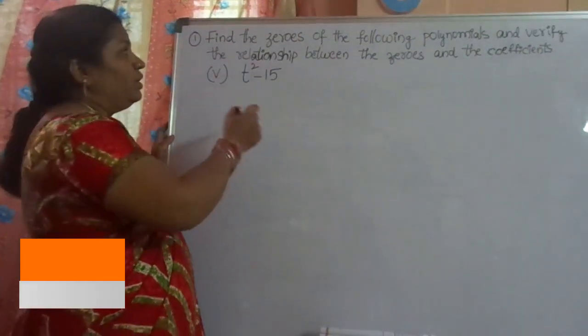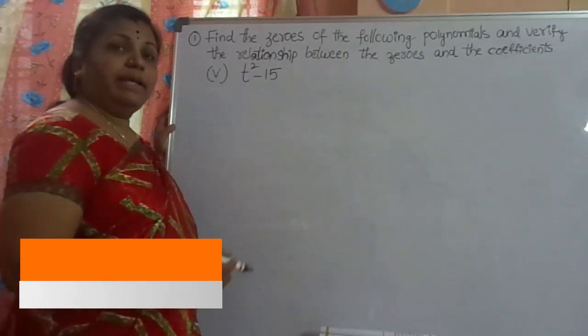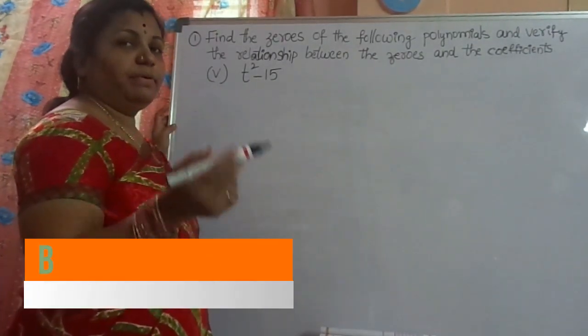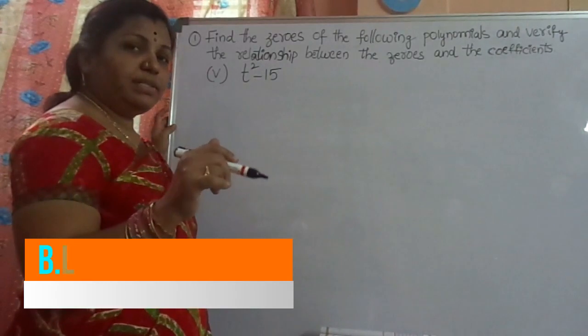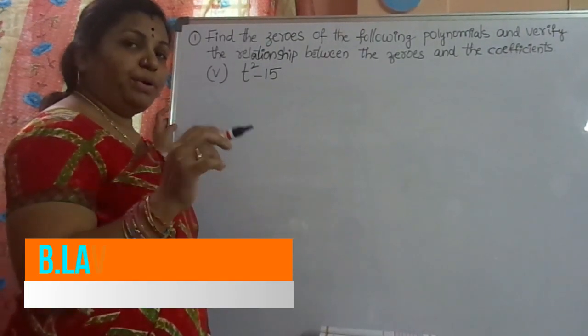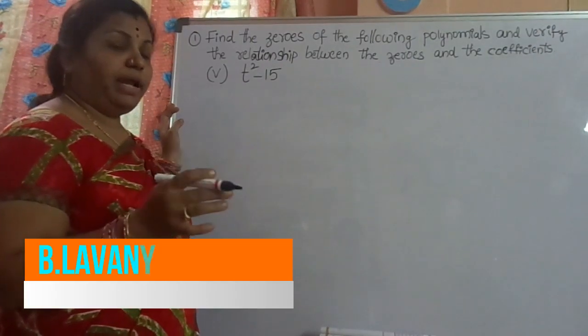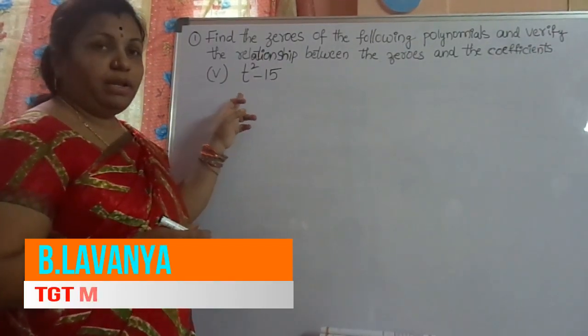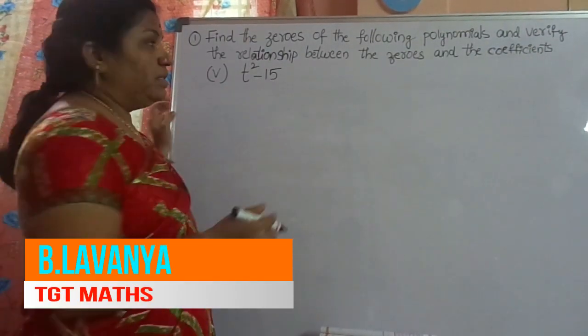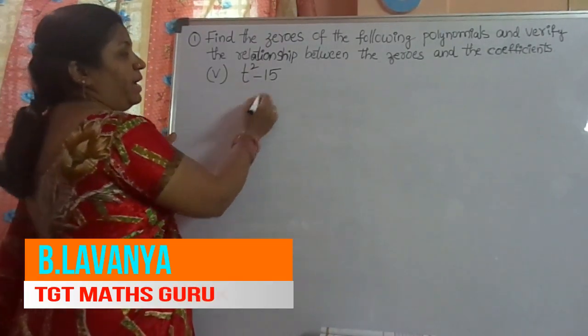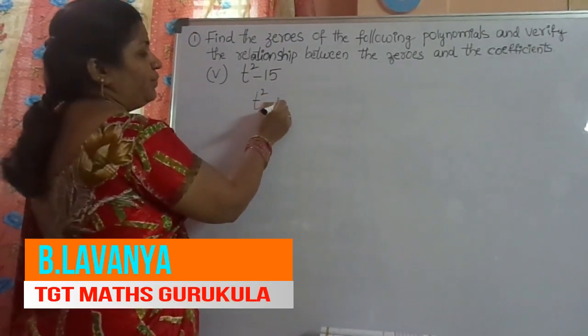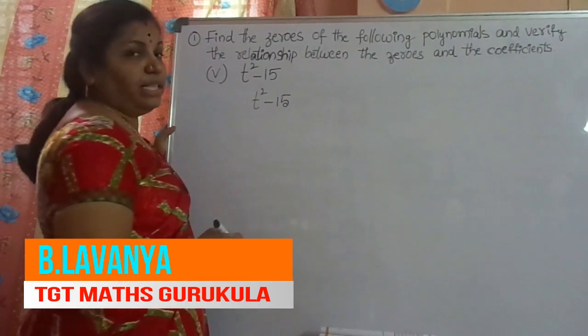Okay, next go to the fifth problem. In that way we are having totally 6 problems. The first 4 problems are the same model, and again I am telling another model. The fifth problem, t square minus 15, is another model.